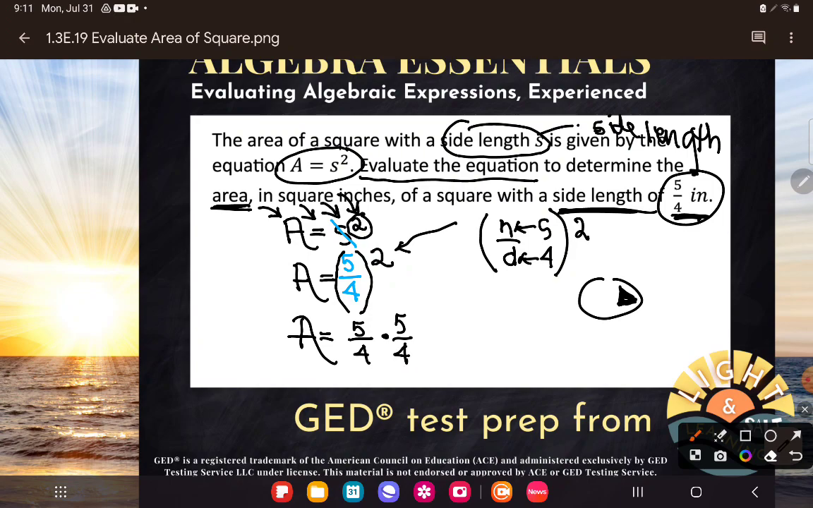Now again, don't panic at the sight of fractions. Fractions are actually really easy to multiply. They're tricky to add and subtract, but they're easy to multiply because I'm just scaling here. So it's nice.